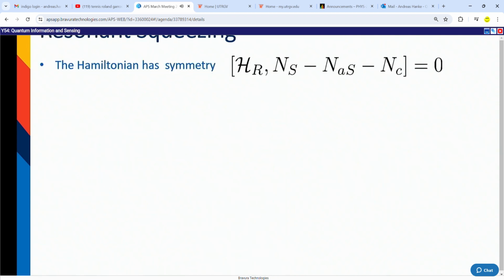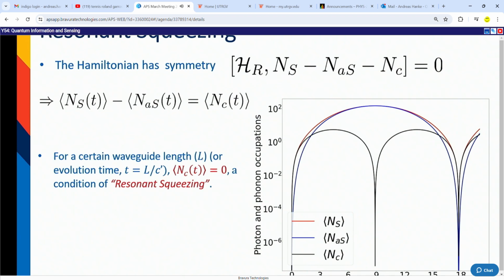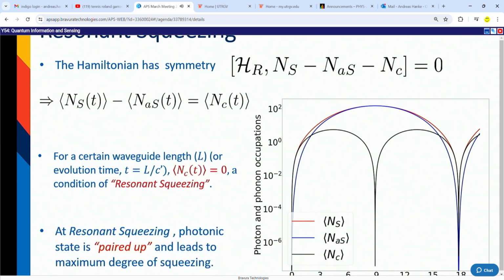To understand the origin of squeezing, we note that there is an interesting symmetry in our Hamiltonian, where N_S, N_AS, and N_C are the number operators for the Stokes, anti-Stokes, and phonon modes. As a consequence, these occupations oscillate as a function of time. So at a particular value of evolution time or the waveguide length, the number of phonons N_C goes to 0, and this is the condition of resonant squeezing. When N_C goes to 0, the Stokes and anti-Stokes photons are paired up, and this leads to the maximum squeezing, as we'll see shortly.